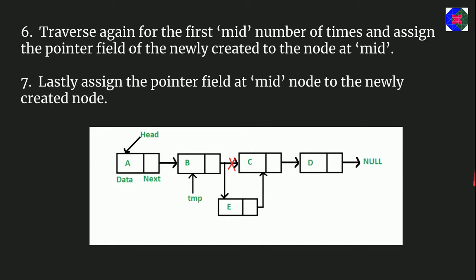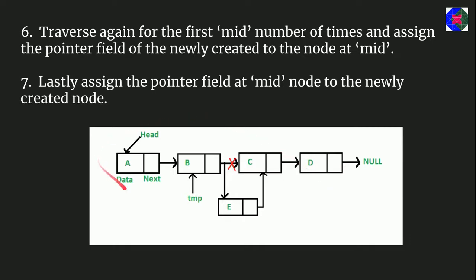So here again the initial linked list is A, B, C, D. We want to insert the node E at the middle. What we do, first we take a counter and traverse the list, so count will be 4. As 4 is even, mid will be 4 by 2, that is 2.